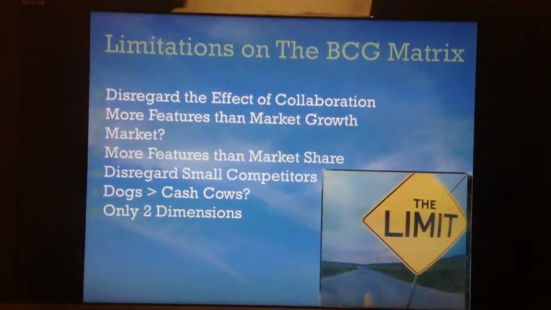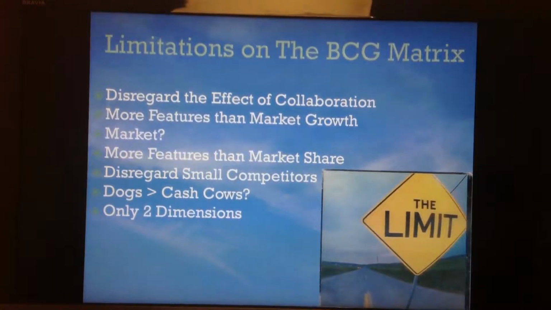What are the limitations of the BCG matrix? One main limitation that the BCG matrix has would be the fact that it neglects the effect of collaborating between business units. High market share is not the main success factor, and market growth is not the only indicator for appeal of the market. Products labeled as dogs may sometimes earn more cash than cash cows.